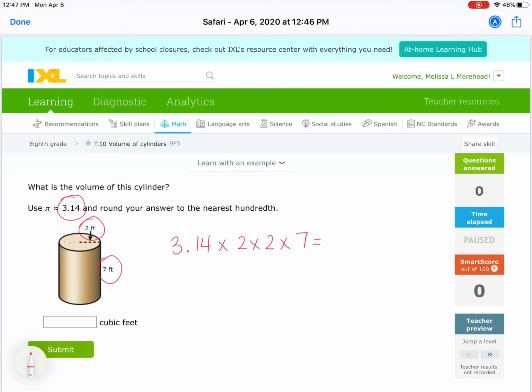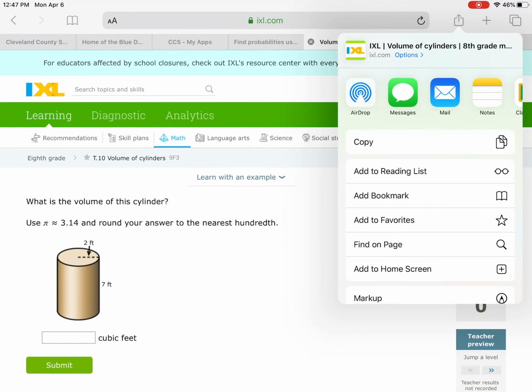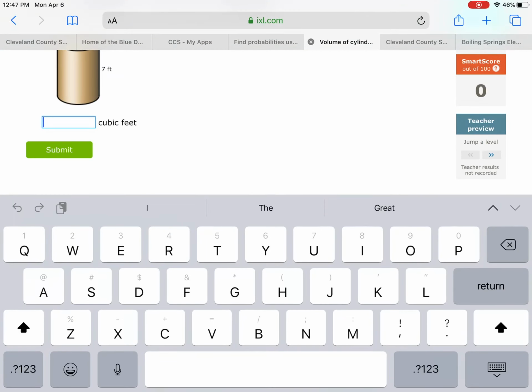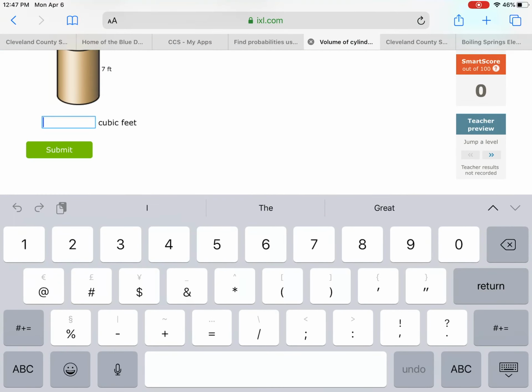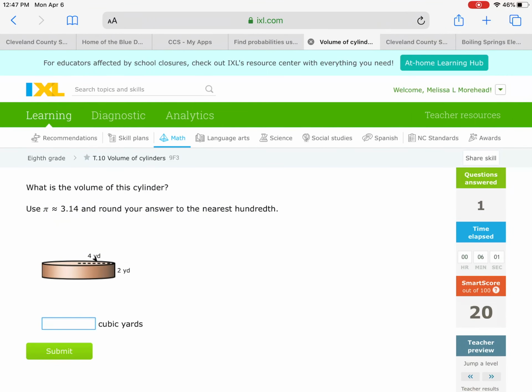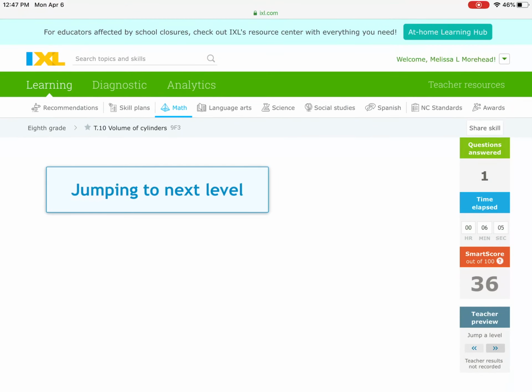When you multiply each one of those numbers, then you'll get your final answer, which is 87.92. And the directions ask you to round it to the nearest hundredths place. That's already in the hundredths place, so we're just going to leave it 87.92 and submit. All right, so the first part's fairly simple. So I'm going to jump a level.